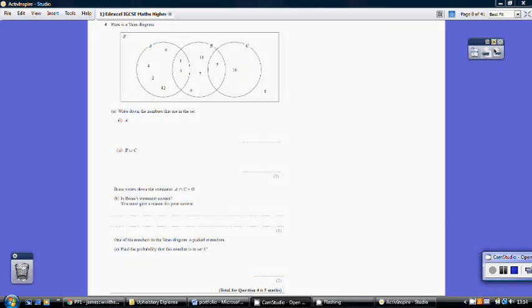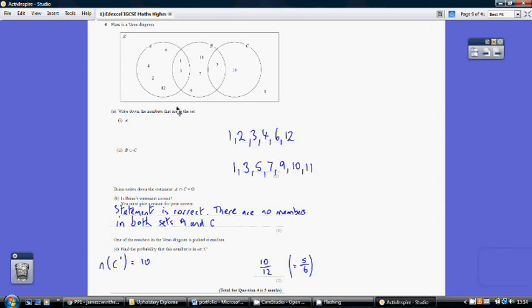Question 4a part 1. Write down the numbers that are in the set A. So A is just this circle here, so all the numbers in that circle, including this bit here. So 1, 2, 3, 4, 6, 12.